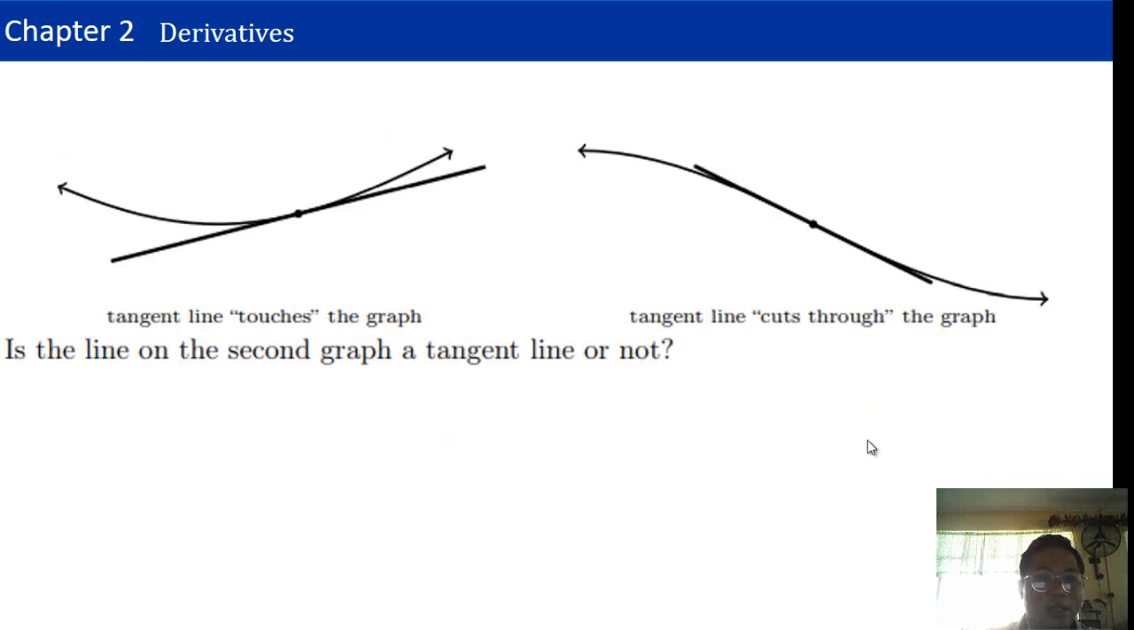Okay. This one also, tangent line touches the graph. Is the line on the second graph a tangent line or not? So, how about this one? The tangent line cuts through the graph. So, it cuts the graph. But in here, itong dito, yun yung talagang tangent line. And this one is still cut through the graph. So, that means when we mean about tangent line, we are dealing with this left side.